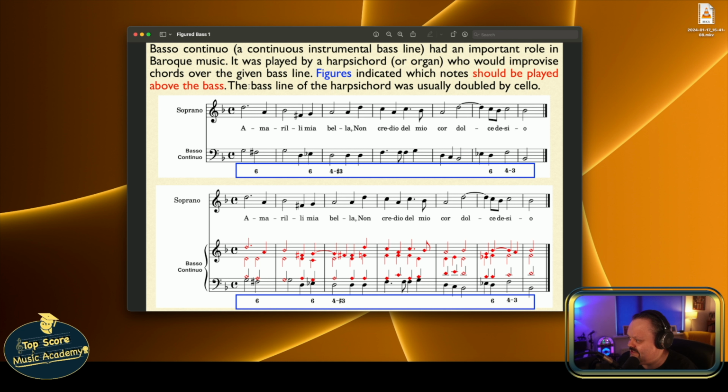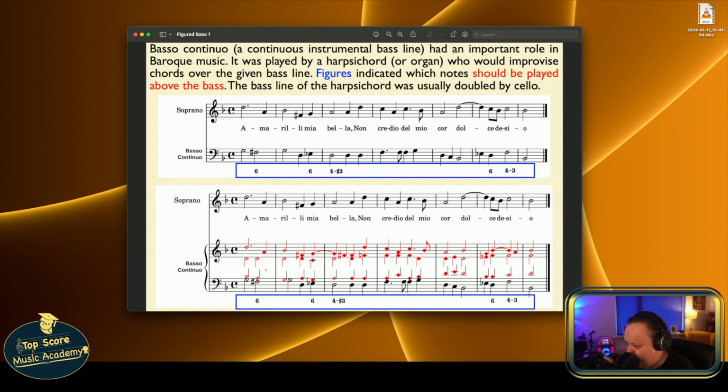The bass line of the harpsichord was usually doubled by the cello. So even though it looks like there's only one instrumental part, it's actually two instruments that usually play it. For this basso continuo part here, that would be played by maybe a cello and harpsichord or lute or organ, something like that. And you can see the figures underneath, all these numbers.